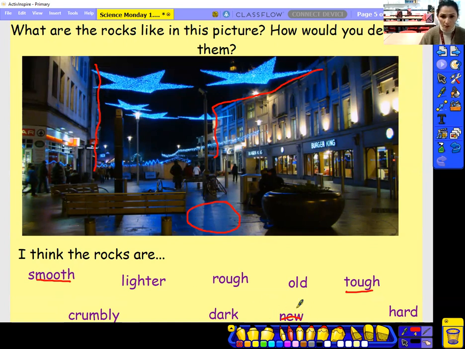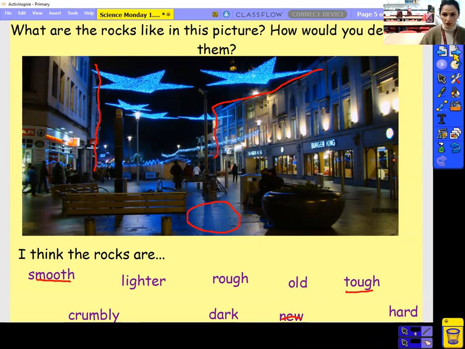These have been made in the last 100 years, or last couple of years. These ones, especially these rocks, haven't been around for thousands or hundreds of years, but they're still quite tough because they need to be, don't they? Houses and buildings and shops all need to be tough so they can last as long as they can. And they need to be smooth because obviously people are going in and out of these buildings, aren't they?